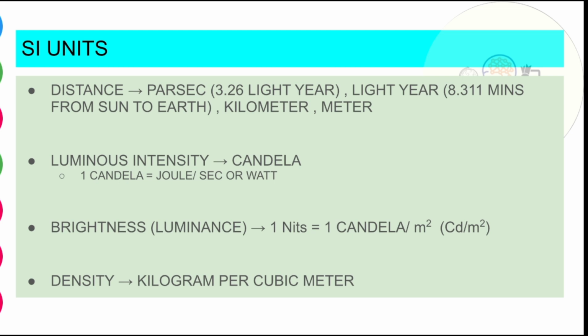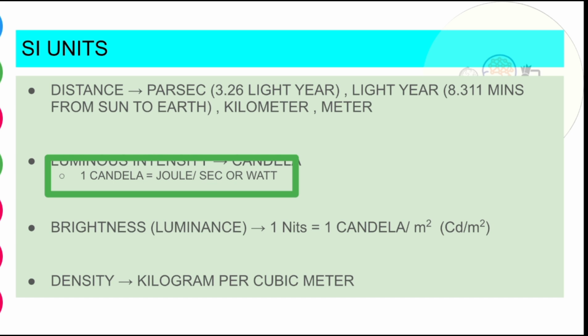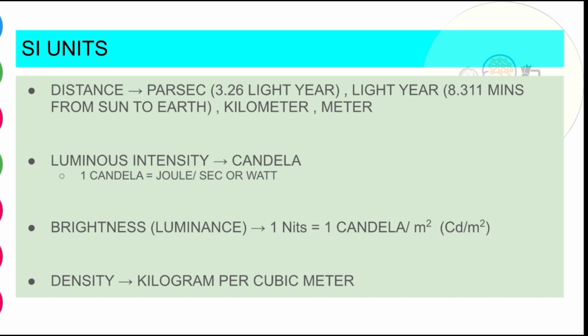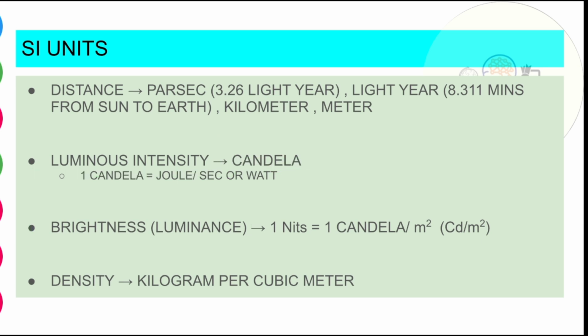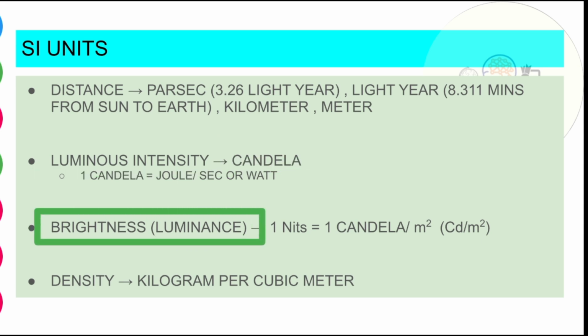Let's go to the next, luminous intensity. The SI unit of luminous intensity is candela. And 1 candela is equal to joules per second or watt. Next topic, brightness, which is luminescence. See, actually I placed this in a scientific arrangement. First we'll read about luminous intensity, which is candela, and then related to it, brightness, luminescence, right?